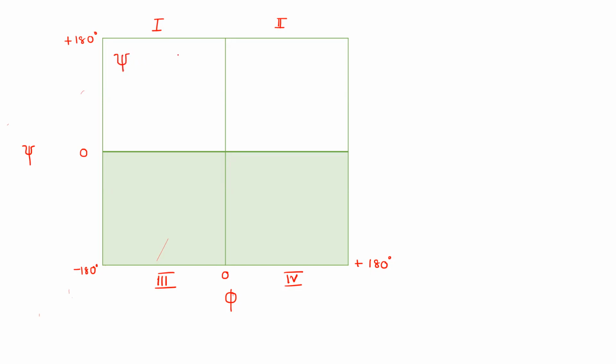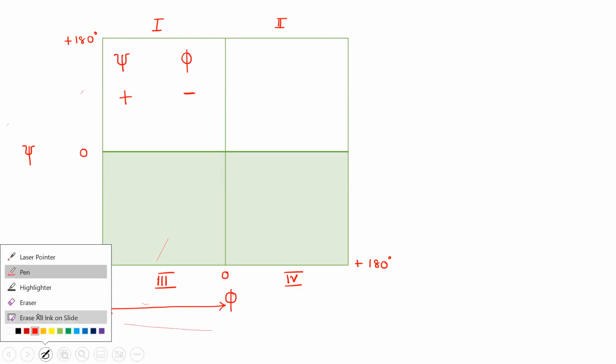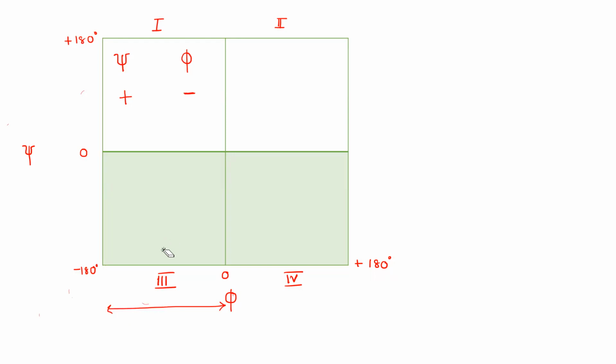Value of psi and phi. Here you see the value of psi is plus, whereas the value of phi is negative. Because see here it's all negative, right? This whole part is negative. Here, what do we see for psi and phi?